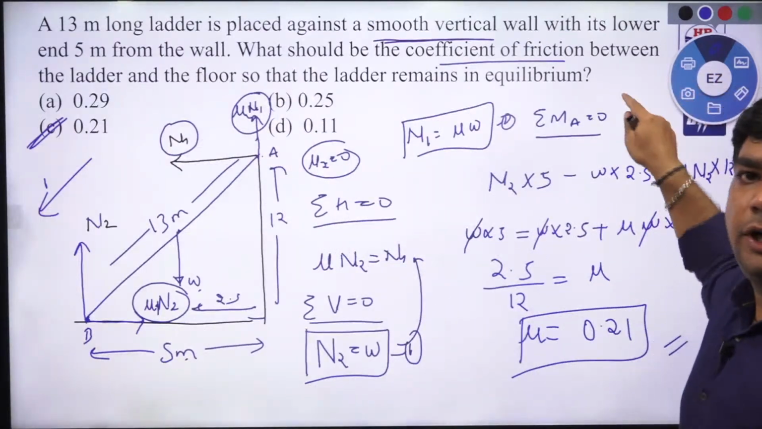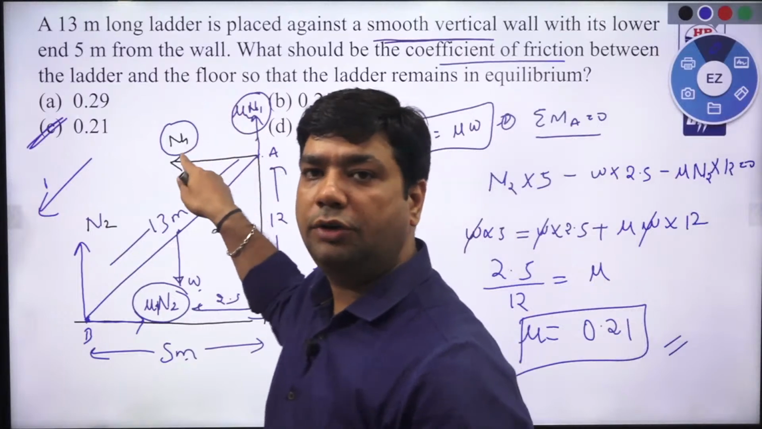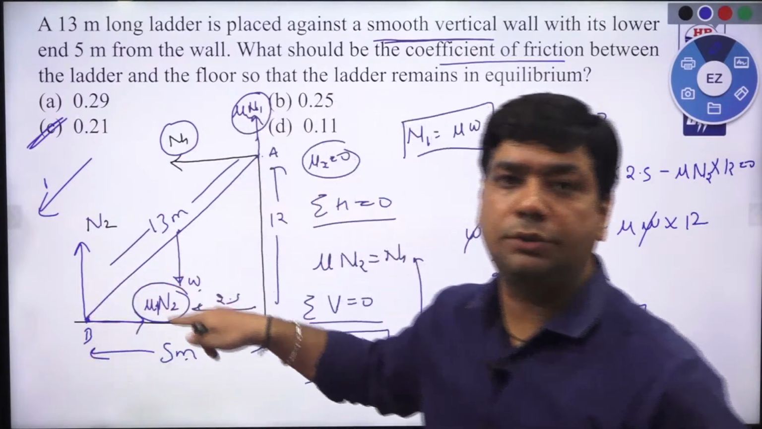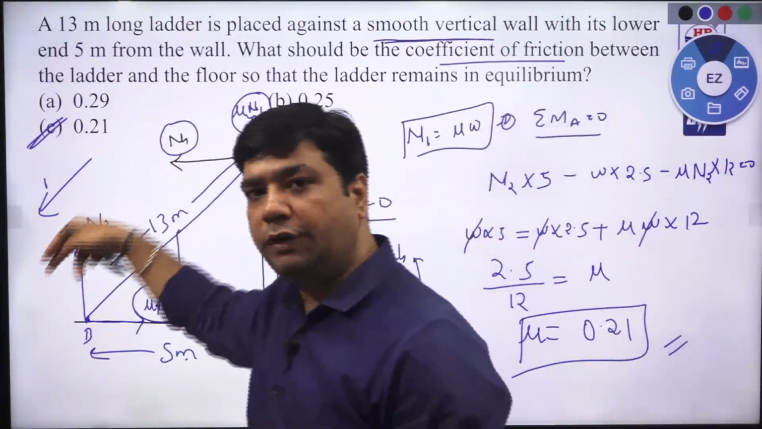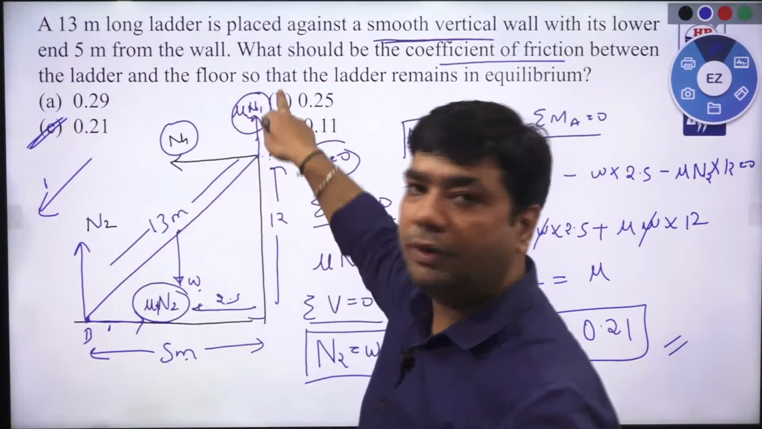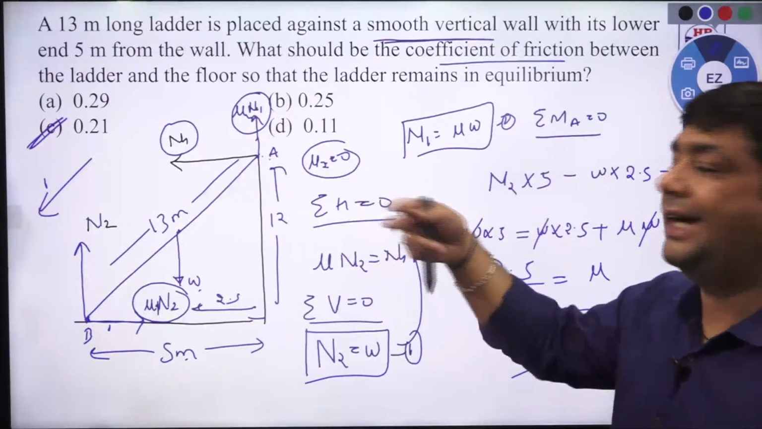Did you get it? The free body diagram of a ladder. Always remember, the normal reaction is always perpendicular to the contact surface, and we are just introducing the friction force, which is opposite to the motion. If this is moving downward, the friction force comes to the left-hand side, and this is towards the upward side. If this is going upward, the friction force changes its direction. Okay.